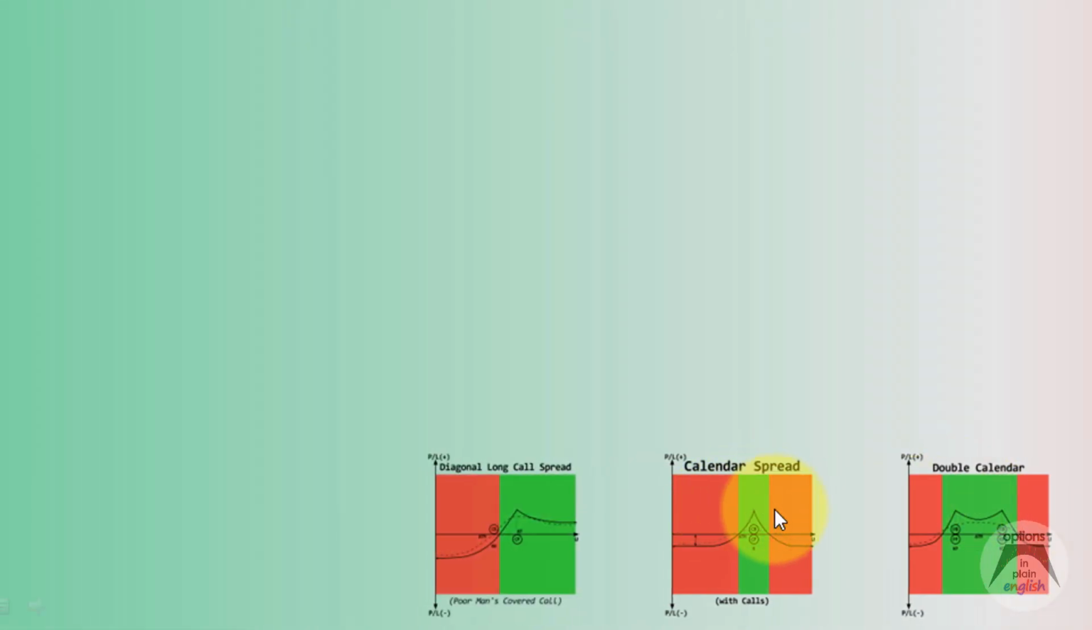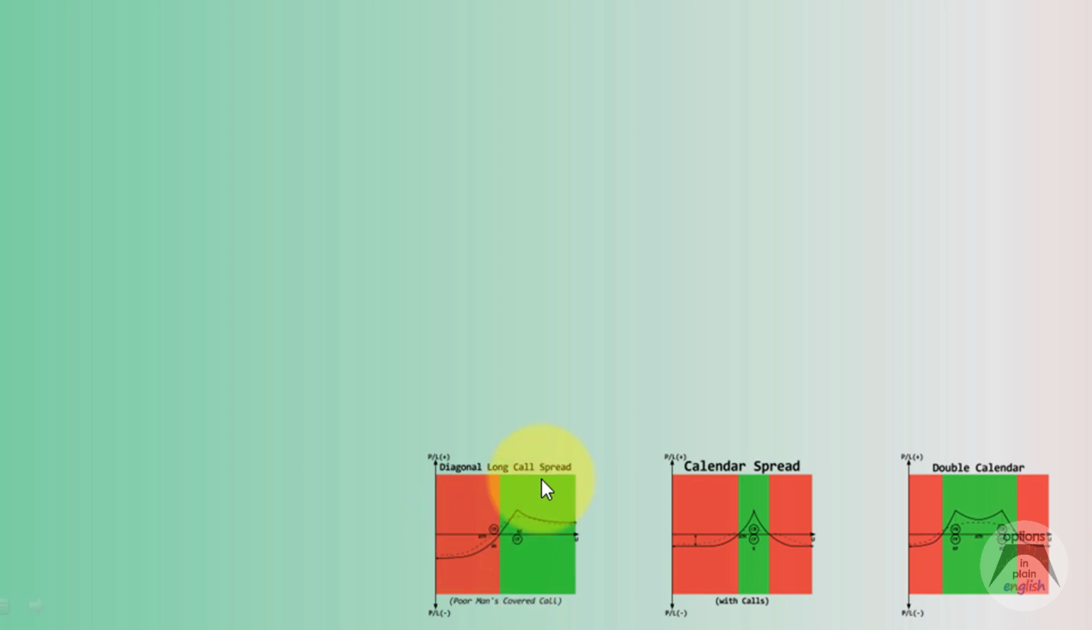Now, if we want to take a look at a position that's a little bit more bullish, you can look at a diagonal long call spread, which is basically a long call spread. So long a call and then short another call that has a higher strike price. But then you take the long call and push it to the back month, and that way you have something that looks a little bit like a covered call where you're replacing the stock portion with a long call, in this case an in the money call that's in the back month.